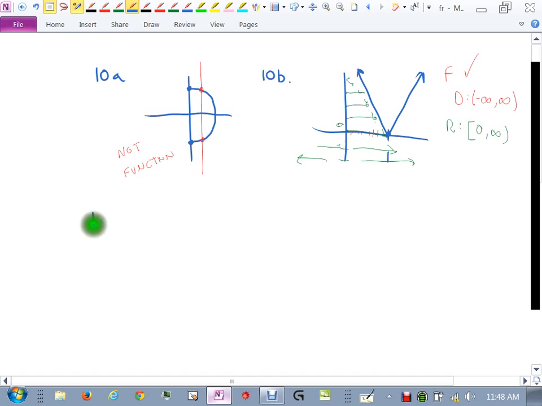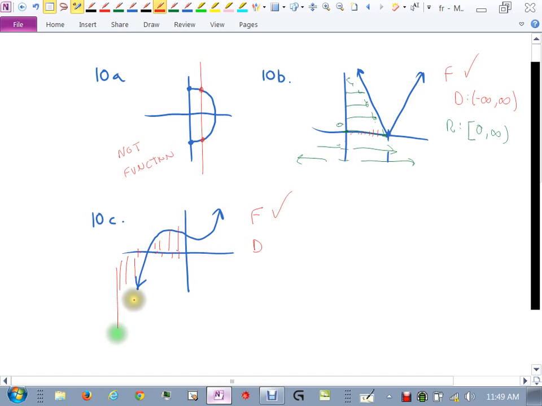10c. The graph has an arrow here. It does something like that. Okay, so this is a function because it passes the vertical line test. For the domain, it exists everywhere. If I move to the left, I'm always going to hit the function somewhere. Even if I come over here, it's going to be way down there somewhere. And as I move to the right, I hit even way up here. So the domain is everything.